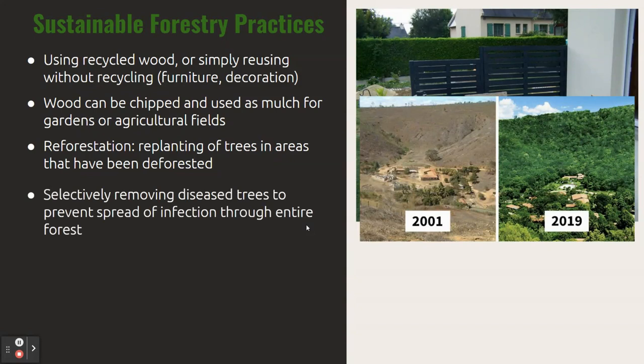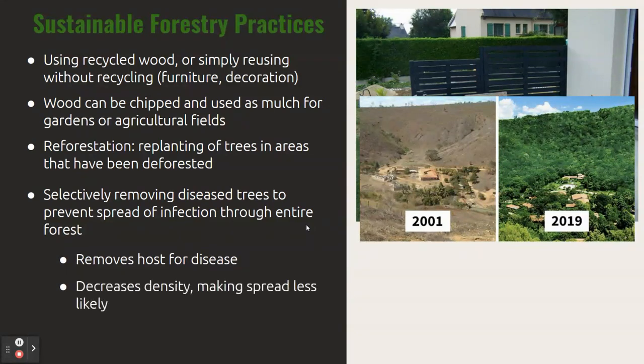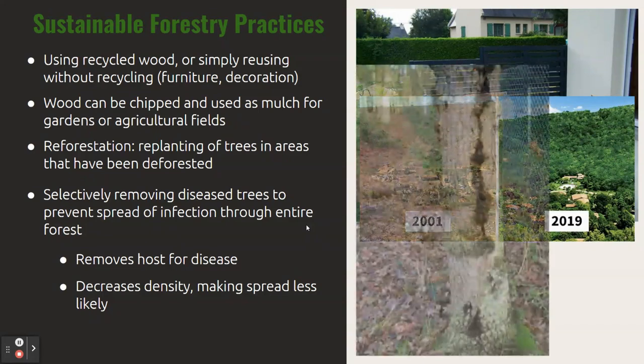Another way that we can help keep our forests healthy and productive is by selectively removing diseased trees, because that's going to prevent the spread of infection from one tree to another tree. Number one, it removes the host for the disease. Number two, when we take those diseased trees out of the area, it decreases the density. So disease is not as likely to spread because the trees are going to be further apart.